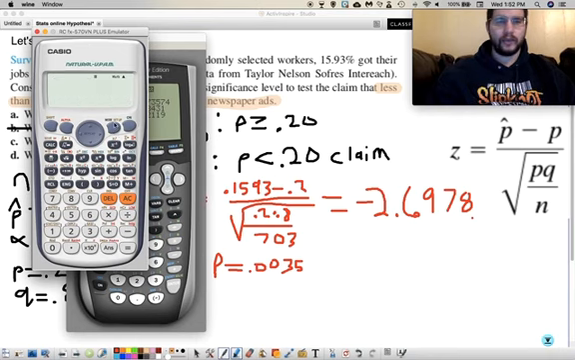Casio users, still really not that bad. If we go to mode, distributions, normal CDF, we need the area to the left of our test statistic. So we're going to just do negative infinity for our lower bound. Upper bound, I'm going to go ahead and just use 2 decimal places.